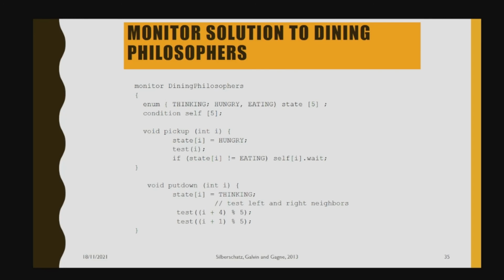Okay, here is the monitor solution to dining philosophers. So monitor dining philosophers. Okay, example here, we have the states thinking, hungry and eating, state[5], and then we have the condition self[5]. So void pickup, we have the function with integer i. So state[i] equal to hungry, and test(i). If state[i] is not eating, it needs to wait. Okay, so there are the conditions inside the monitor part.